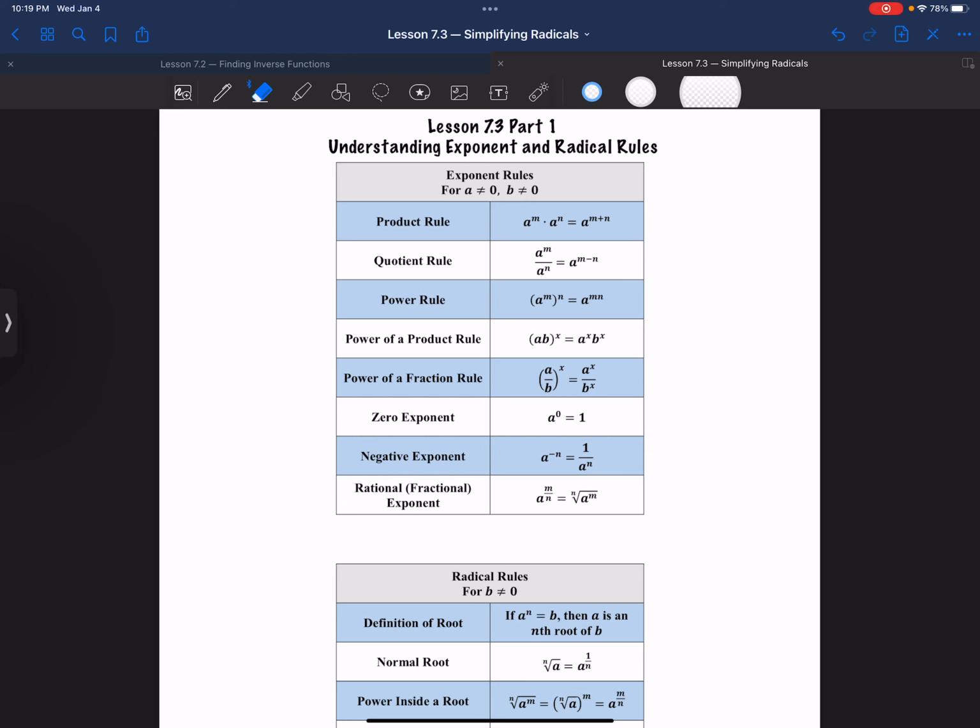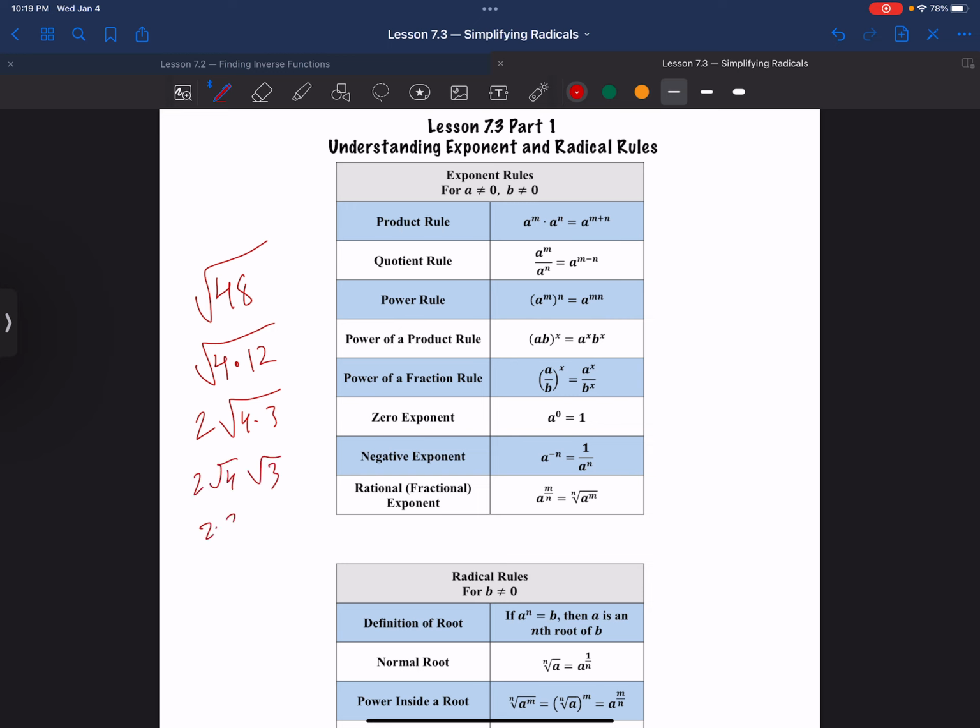Now, again, we've done simplifying radicals before. For example, let's say square root of 48. Is that like 16 times 3? Or maybe you could just think of this as 4 times 12. And then you say, oh, well, square root of 4 is 2, and then this is 2 root 4 times 3. Oh, okay. That's 2 root 4 root 3, so that's 2 times root 3, which is 4 root 3. And done. And there I have simplified a radical.